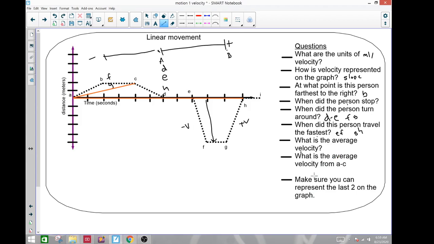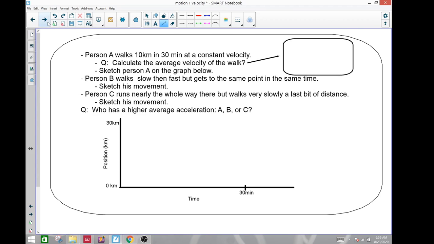And it says finally make sure you can represent the last two on the graph, and that's what I just did. Okay. All right. A person walks 10 kilometers in 30 minutes at a constant velocity. Calculate the average velocity of the walk. Okay, let's do that quickly here.